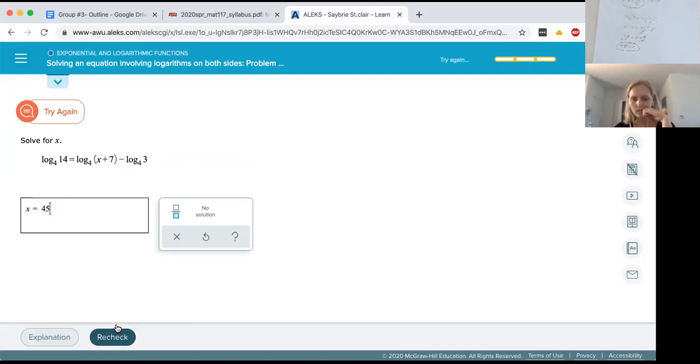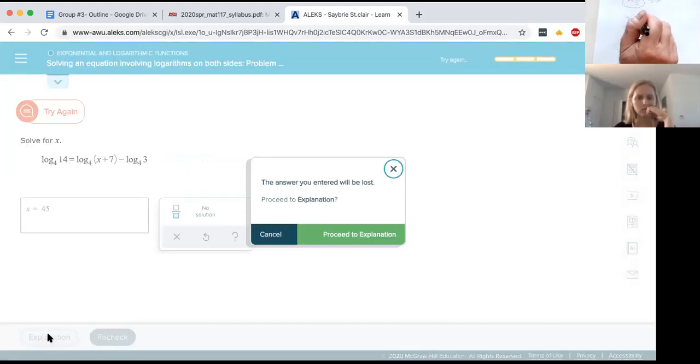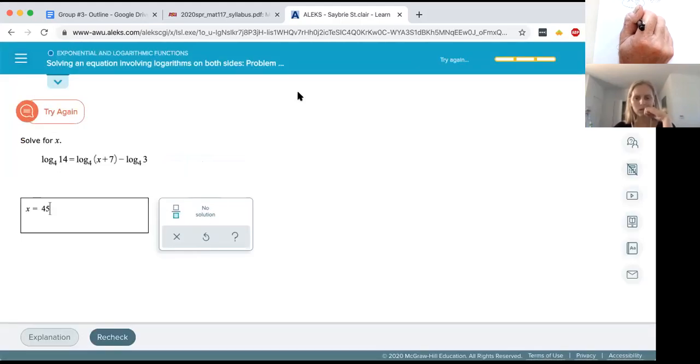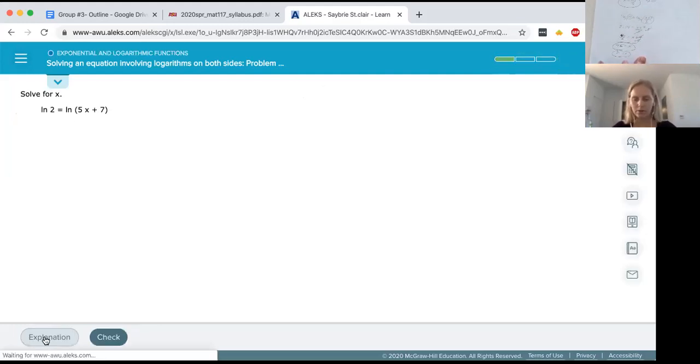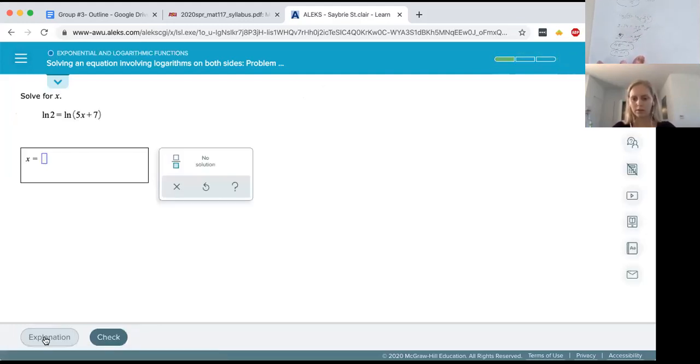All right, let's double check that again. 14 equals x plus 7 over 3. Let's see, 3 times 14. Oh, that's right. 3 times 14 is 42. And then 42 minus 7, that's really 35. Okay. Oops. Just got to double check our arithmetic there. Okay. Yeah, that was it. I probably should have double checked that too. I didn't even think about it.